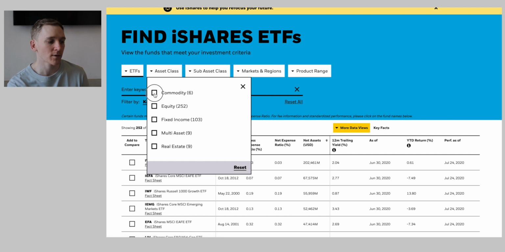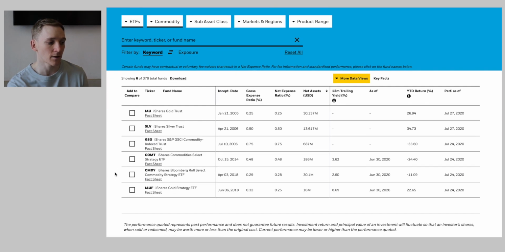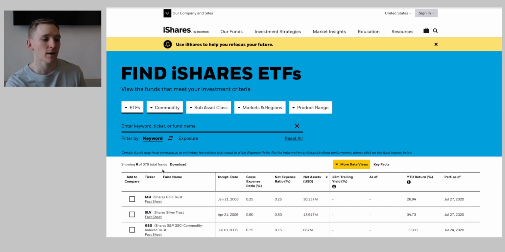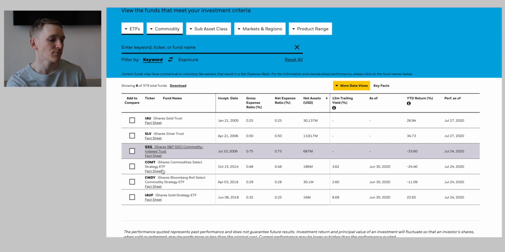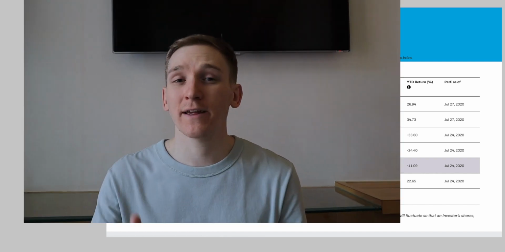If I click off equity and go to commodities, you can see there's a gold trust, so you can actually invest in gold through an ETF. You don't have to buy the gold itself. So really, the big major types of investment: whether you want to invest in bonds or equities, income or growth, which one is right for you? Obviously that's going to depend on your time scale and your investment goals.